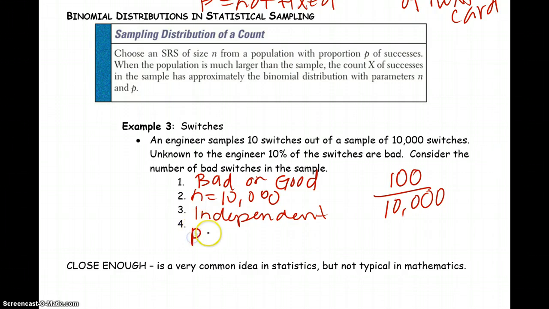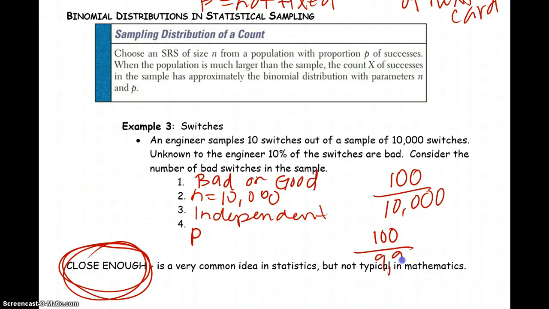So P does change, but this is the idea that they're trying to tell you here. When N is really large, the idea that we hate about this class, close enough. The difference between 100 over 9,999 or 99 over 9,999 is so stinking small that we don't care. It is close enough to being a 10% chance every single time that we can go ahead and use this method, and it's not going to change our answers enough to care about.